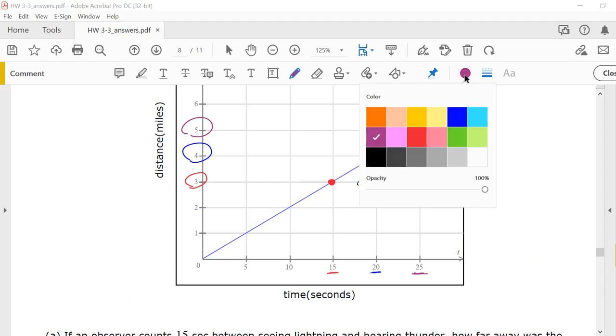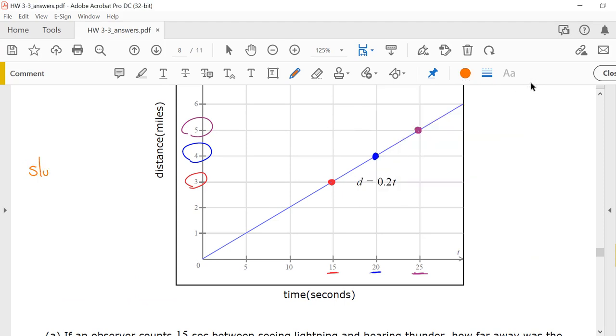Okay, remember that slope, you can find 2 points if you want to, or we can remember that the slope is the rise over run if we're looking at a graph. So how much do you rise and then how much do you run from one point to the next? I'm going to rise from 3 to 4. I'm rising 1 mile. And my run from 15 to 20 is 5 seconds. So the slope is 1/5. You could say 1/5 mile per second.